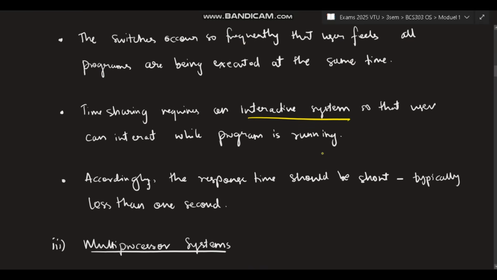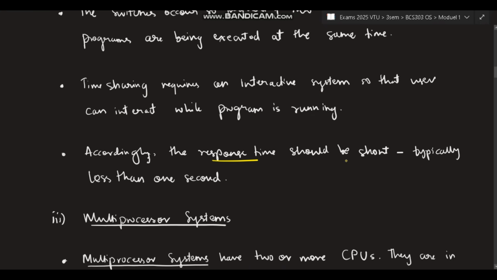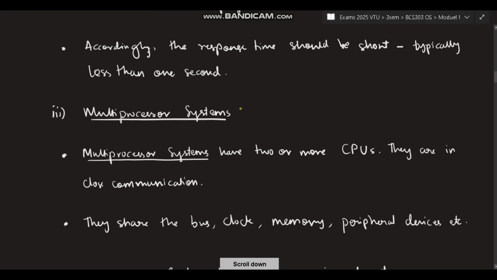Time sharing requires an interactive system, so that the user can interact with the program running. Accordingly, the response time should be short, typically less than 1 second. Next is multiprocessor system.